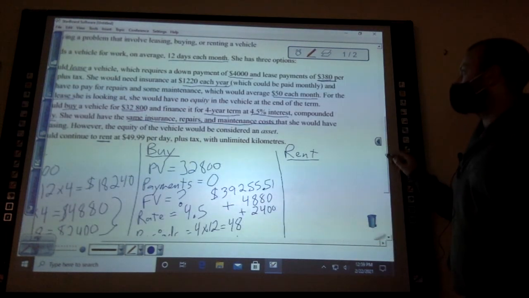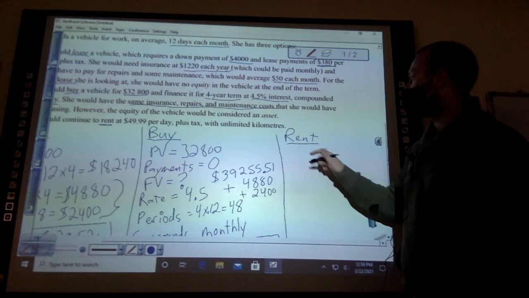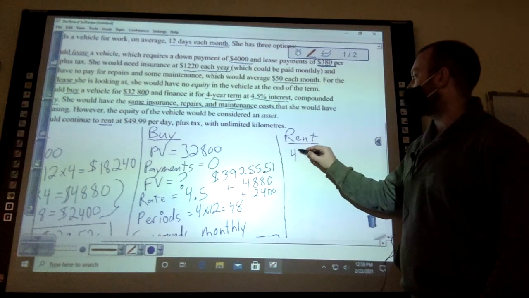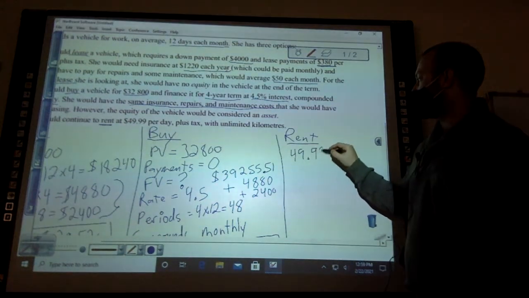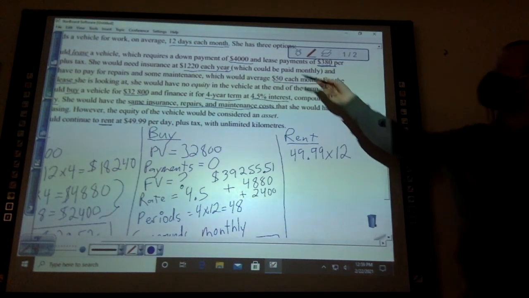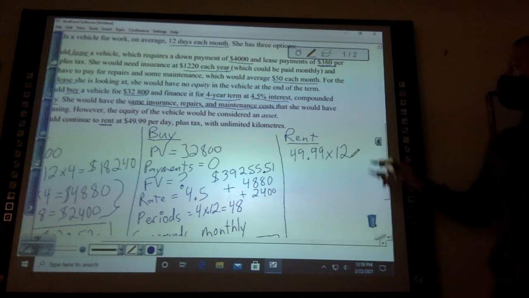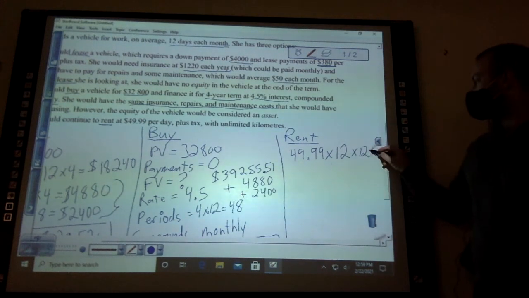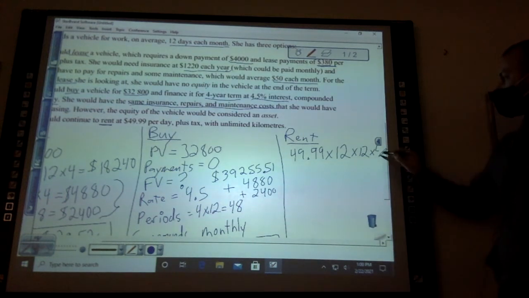So in order to figure this one out, we're going to do the total. So this is going to be 49.99 times 12, because it's 12 days each month, times 12 for the amount of months, times 4, because it's 4 years.